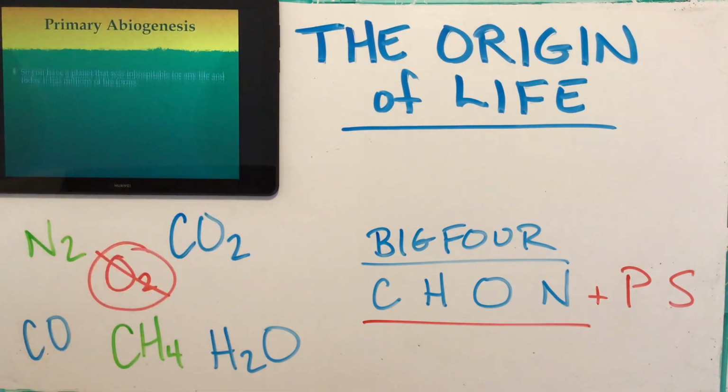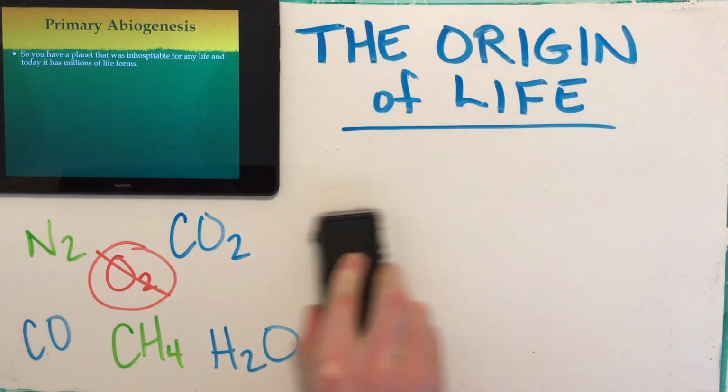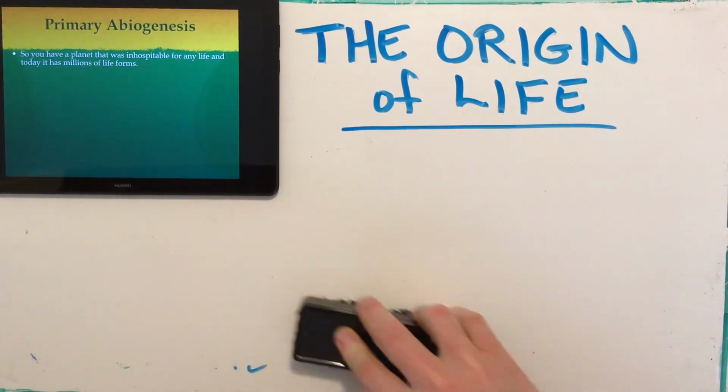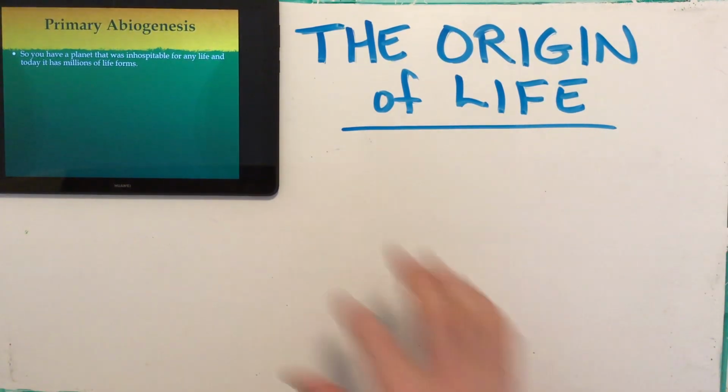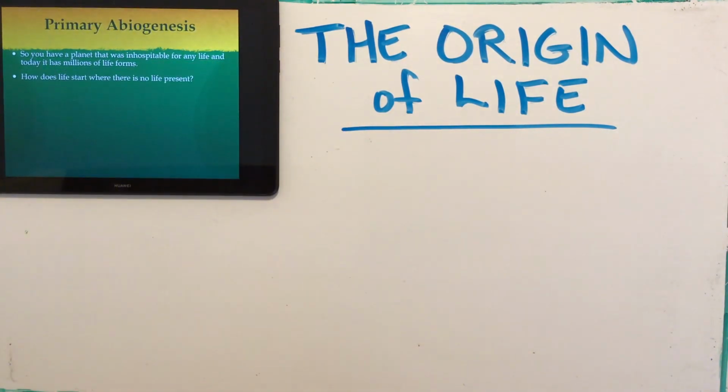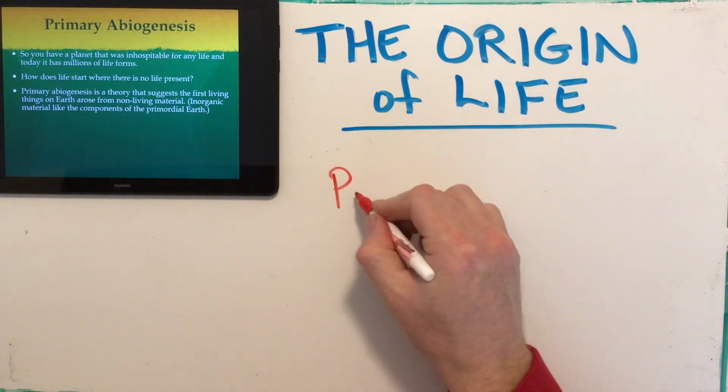So the planet was devoid of life, right? Very inhospitable, no life. And today there's millions of life forms. So at some point we had to have life arise on a lifeless planet. So how did that happen? You know, where does life begin when there is no life previously there? What we look at is a theory called primary abiogenesis.